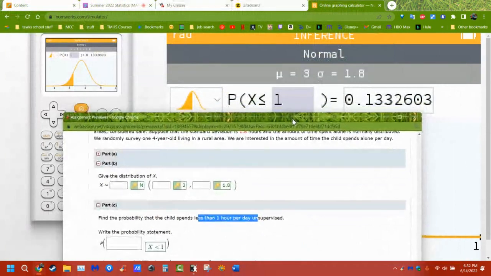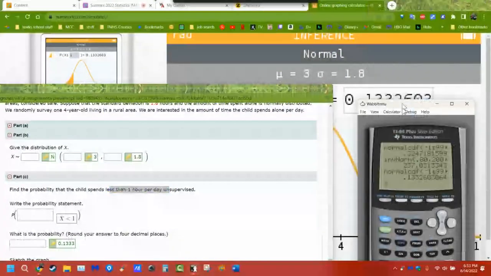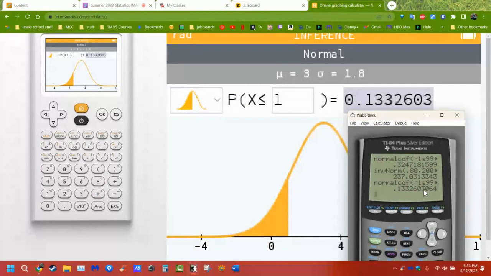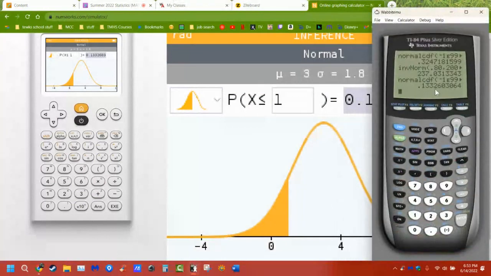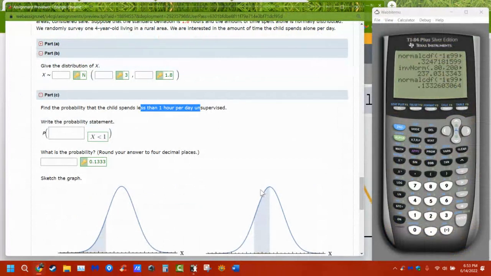I don't have to put in any means or anything else. If I'm doing it in the calculator, again, it's going to be normal CDF. I'm just going to leave this here, put in my upper bound of one, which is what I did on that other calculator, the mean of three and the standard deviation 1.8. I hit paste and then hit enter, and again it gives me the same values. Obviously here I have fewer decimal places. This only goes to eight numbers, whereas this one will go to 10 values. So this is going to be more accurate, but it's a few decimal places in the tens of millions. It's really not that big a deal.